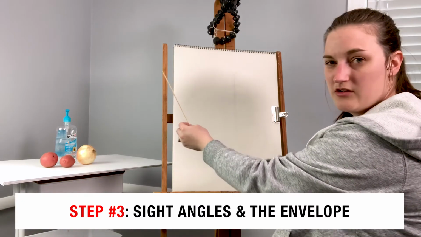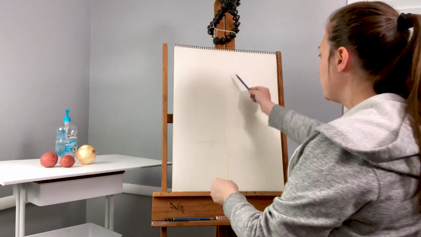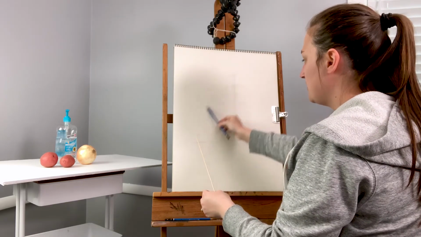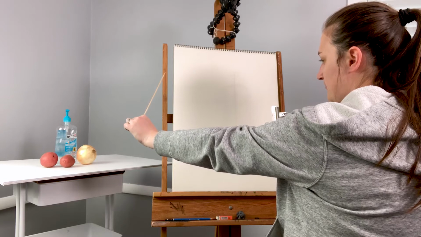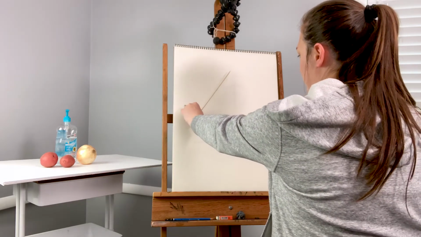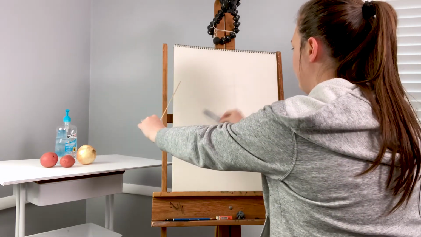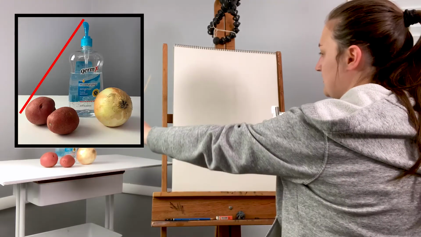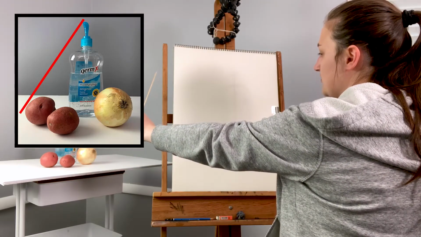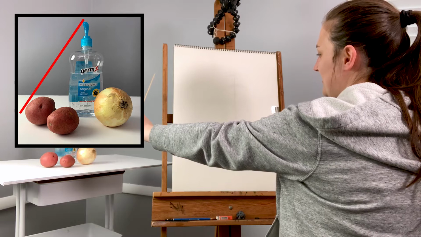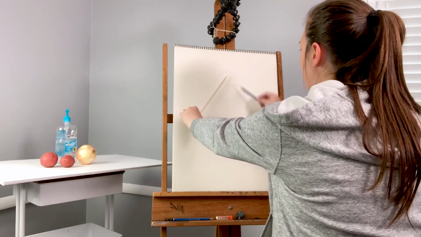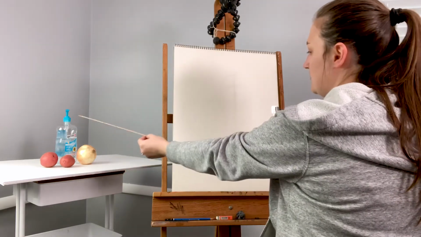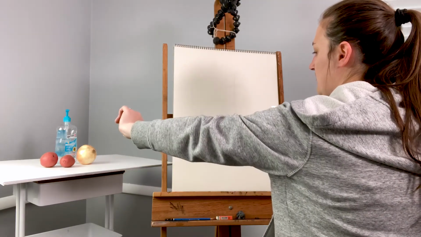Next thing I'm going to do is I'm going to cite the angles and relationship of each object to each other. And so I'm going to start with the top of the lotion. I'm going to work my way down and around. So I just cited that the top of the, not the lotion, but the sanitizer and the side of the potato has a relationship kind of like that. So I went ahead and I just drew that line in there just to remind myself.